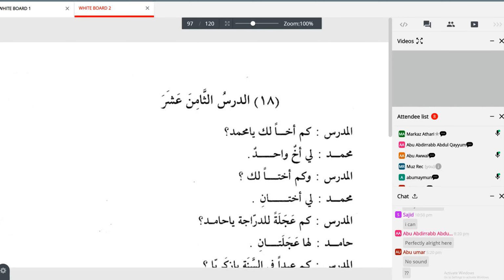This lesson is introducing a couple of new concepts. One of them we already covered, and that is using this word here, كم (kam).